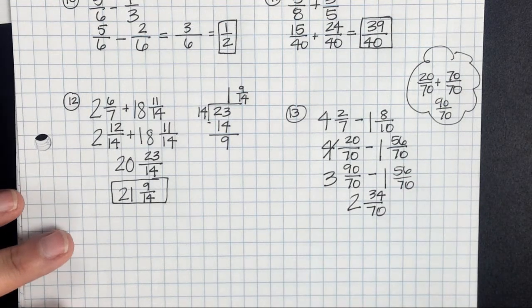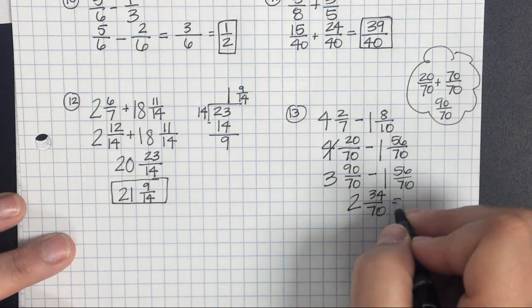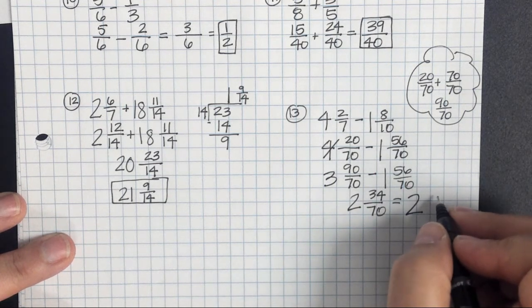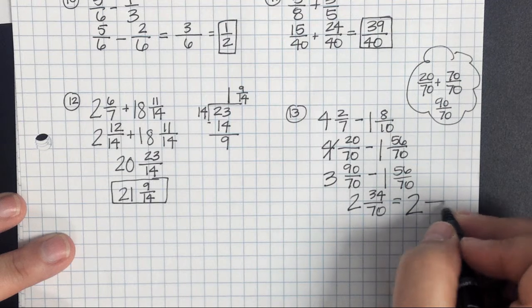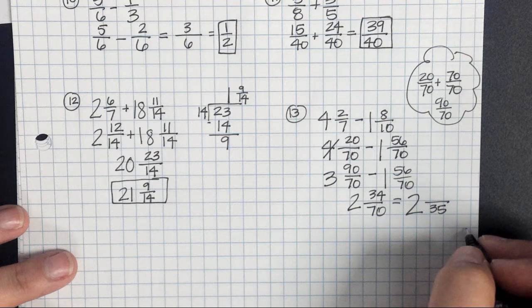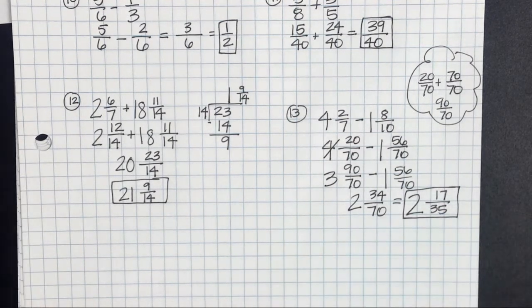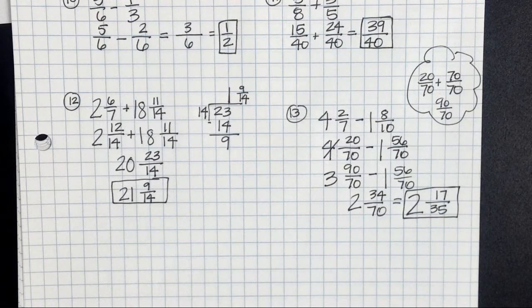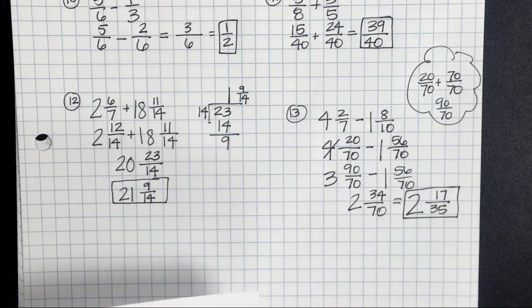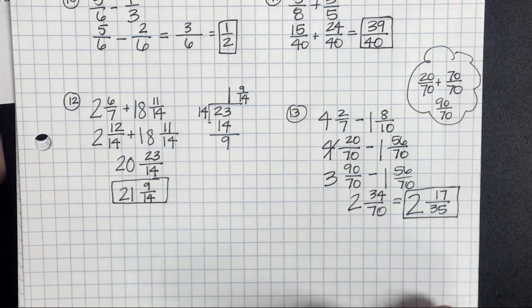Can I simplify? Yes. They are both even, so we can divide by 2. That would give us what? 35. 35 would be our denominator. What about 34 divided by 2? 17. Very good. That's the numerator. So number 13 would be 2 and 17 over 35. All right, number 14.